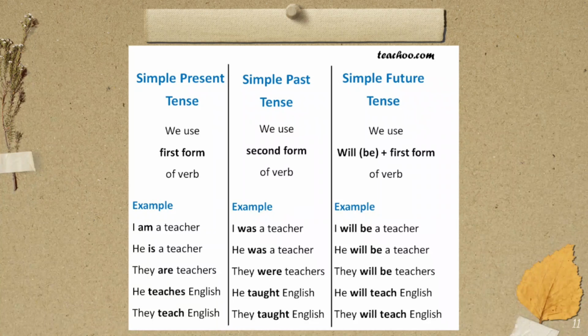For a better understanding, in simple present tense, we use first form of verb. For example, I am a teacher. In simple past tense, we use second form of verb. Here, we have I was a teacher. And for the simple future tense, we use will be plus first form of verb. I will be a teacher. Okay, so same goes for the following examples below.